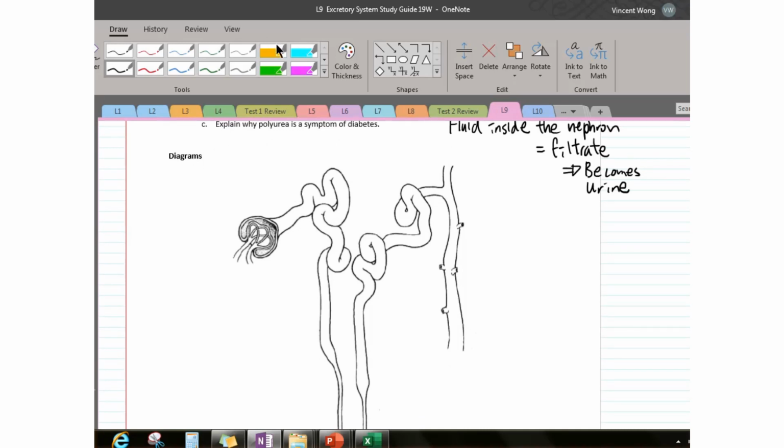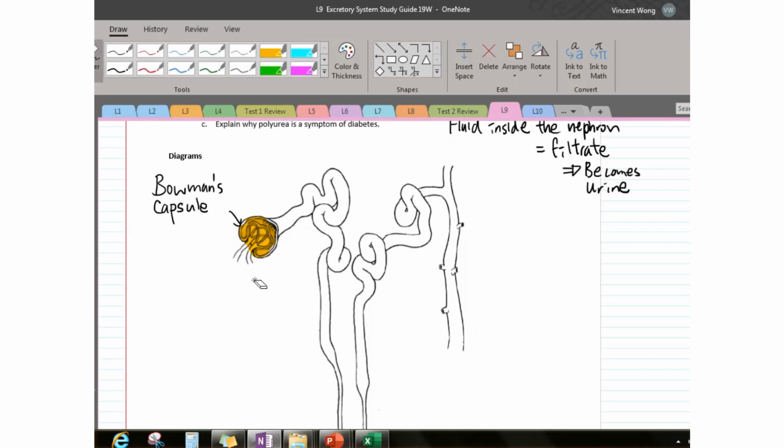So let's go through the different parts of the nephron first. Okay, so here at the beginning of the nephron, there is kind of like a ball shape structure, kind of like a chamber. So this chamber is called the Bowman's capsule. Okay, Bowman's capsule.